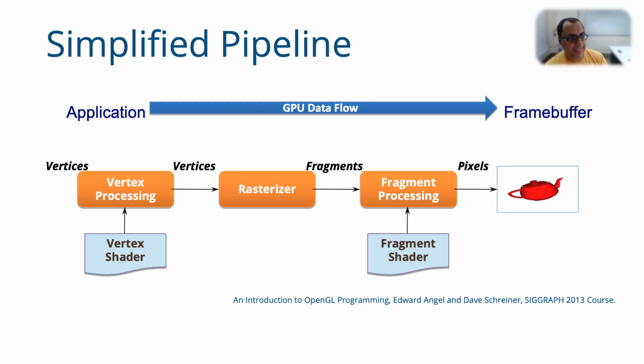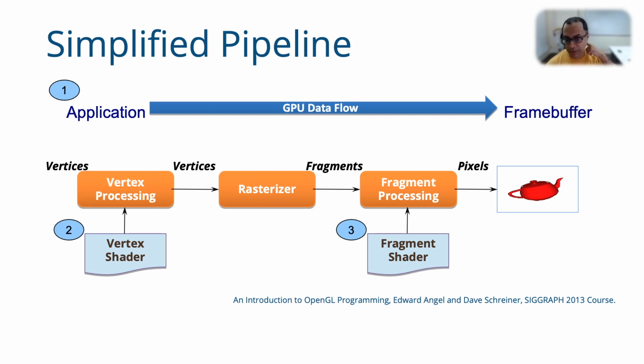So we say that the vertices are a stream of vertices and the fragments are a stream of fragments. So the GPU can also be thought of as a streaming processor. It is working on streams of data, and from the application to the frame buffer, via the GPU, the pipeline is guiding the flow of data, and the instructions are of course operating on the GPU.